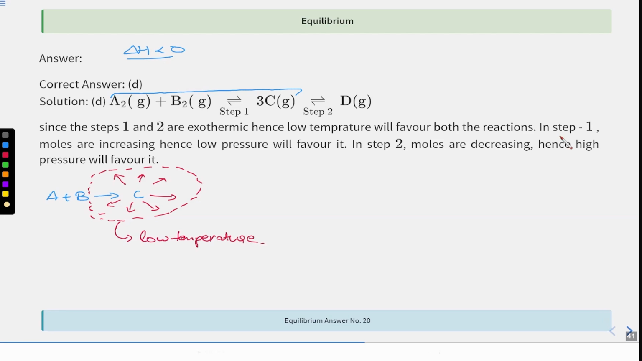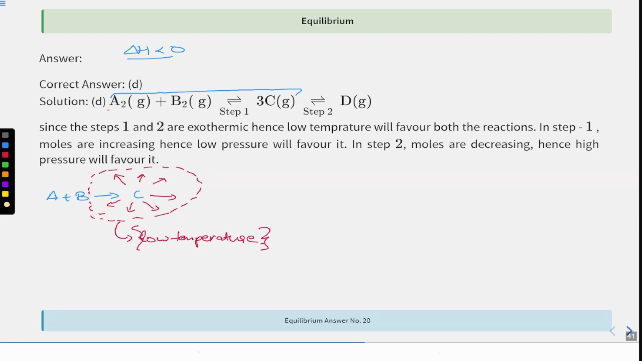Does that make sense? Low temperature side. And because both the reactions are actually exothermic, this should happen in both the particular cases, right? That you have a particular low temperature. Okay. So now let us think about this like this.